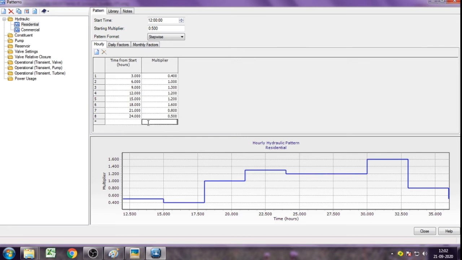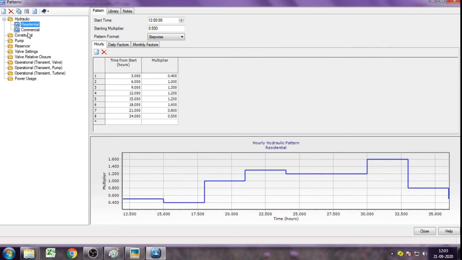Now note here that the 24 hour multiplier must be the same as the starting multiplier, because 24 hours means 12 am. So these should match because we are completing a cycle here. So this is the residential demand case. Here with time we have changed the multipliers, so this will result in different water demands at different times.